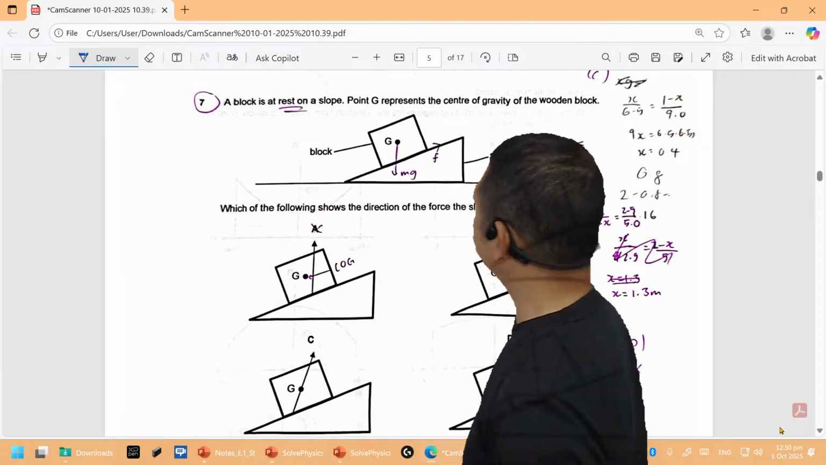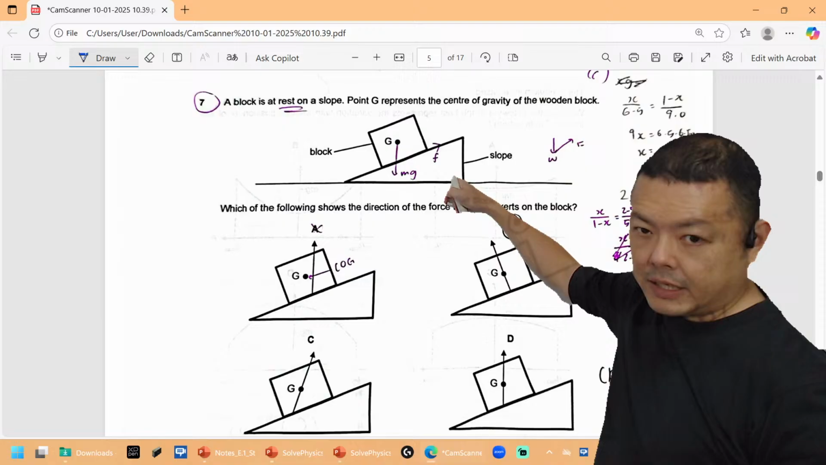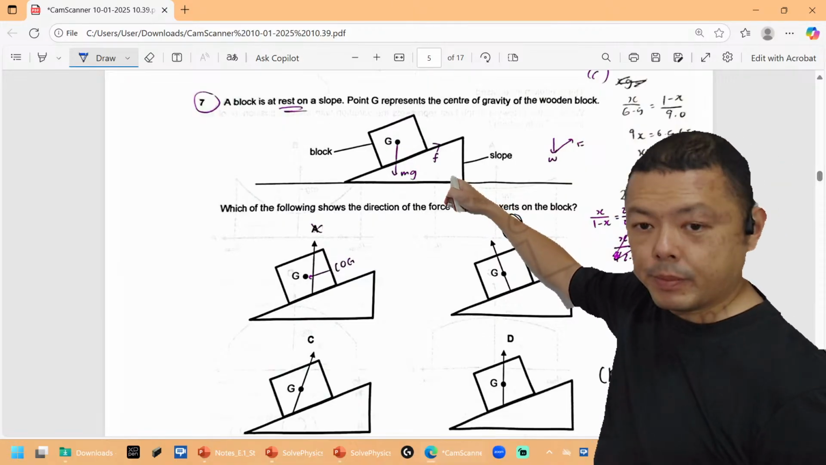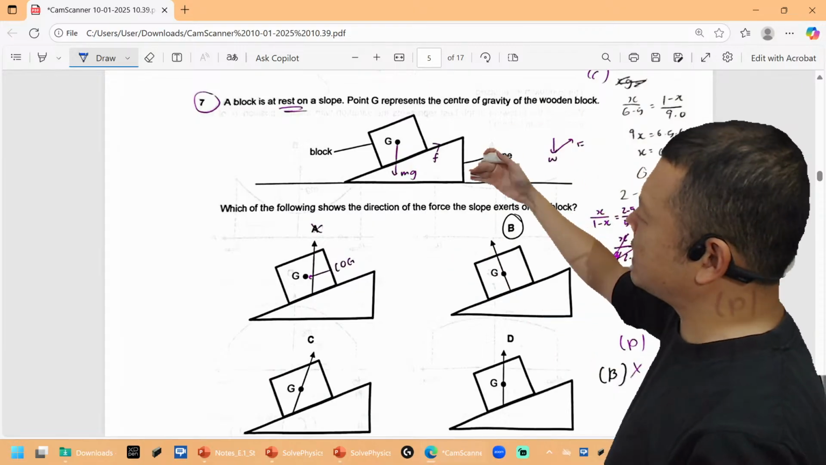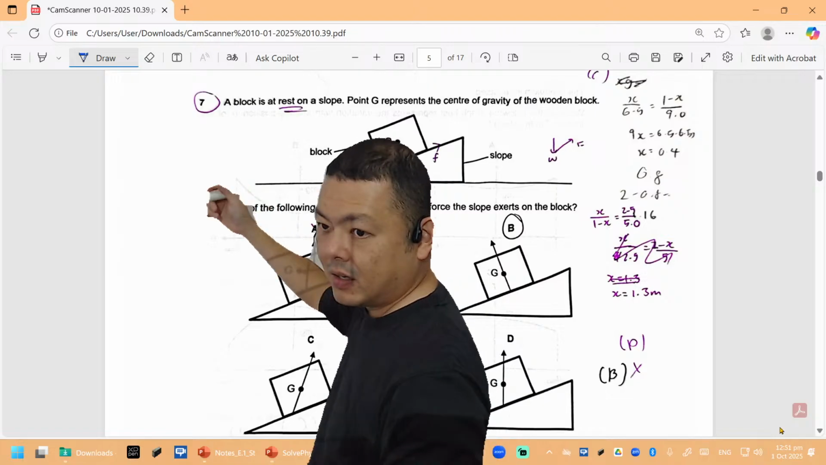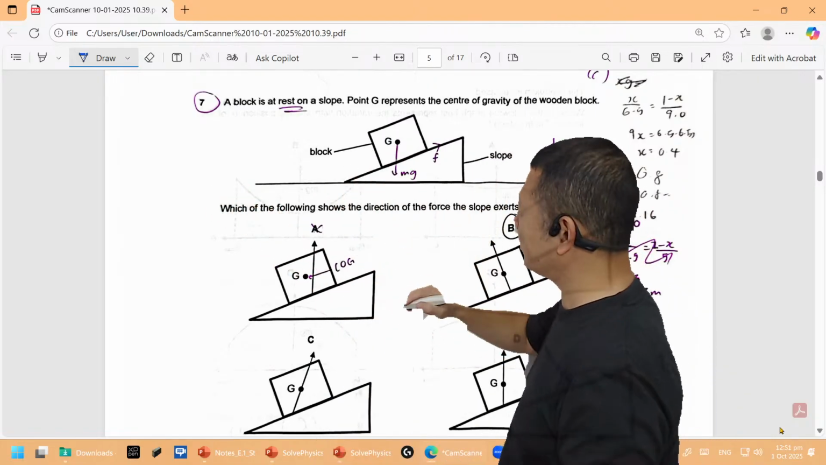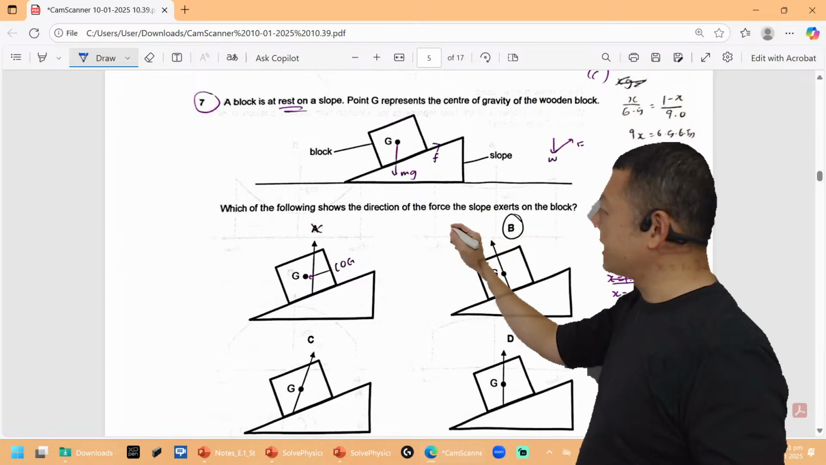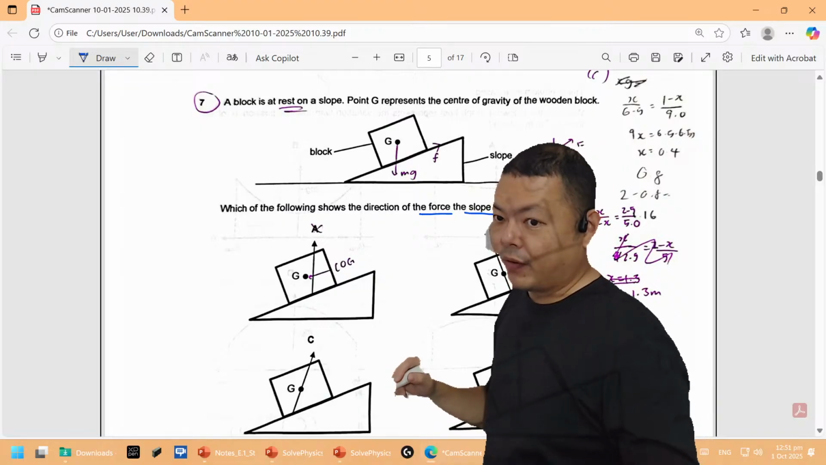Okay. You drew friction. How do you know there was friction? It's at rest. There must be friction. Otherwise, it won't be able to rest on the slope, right? You drew mg, but I think you somehow also forgot to draw normal contact force. Did you forget to draw normal contact force? No. They're asking you to find the force that the slope exerts on the block. That's not what you're looking for.